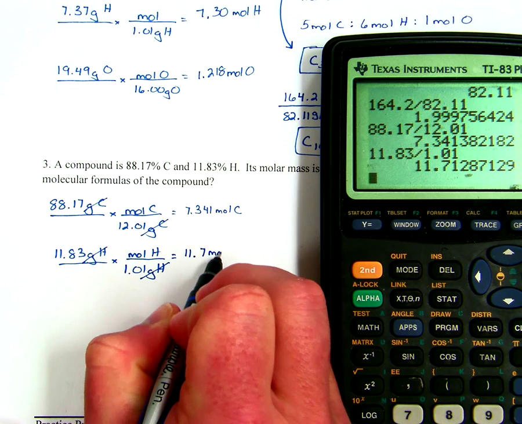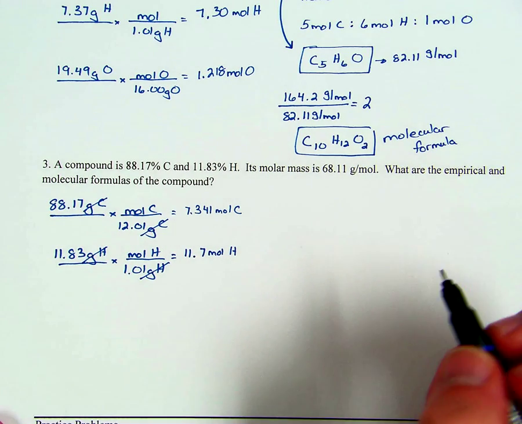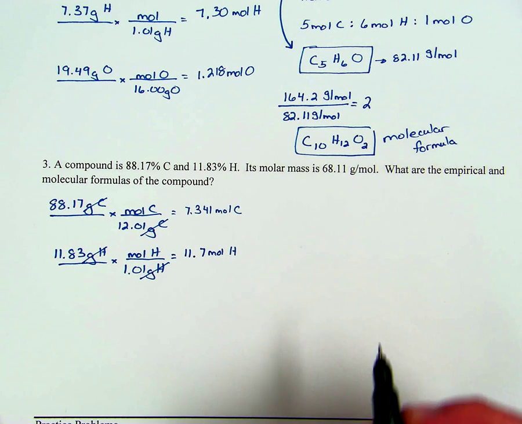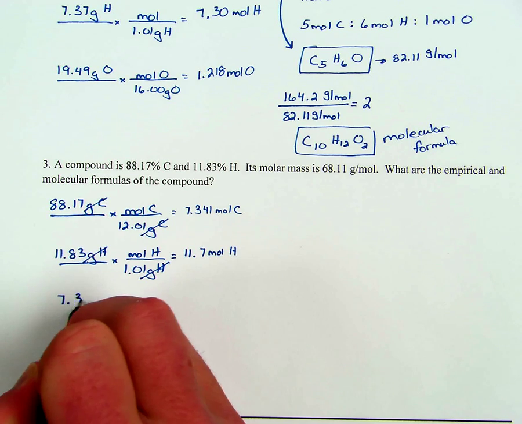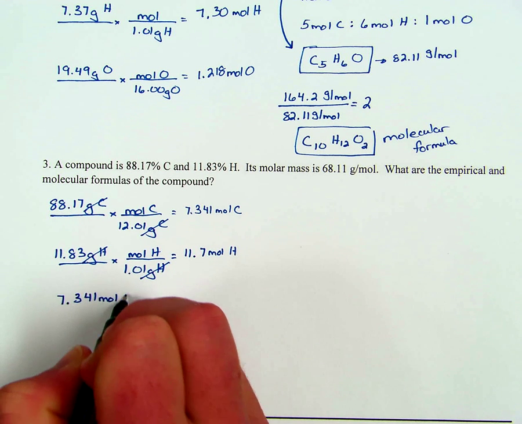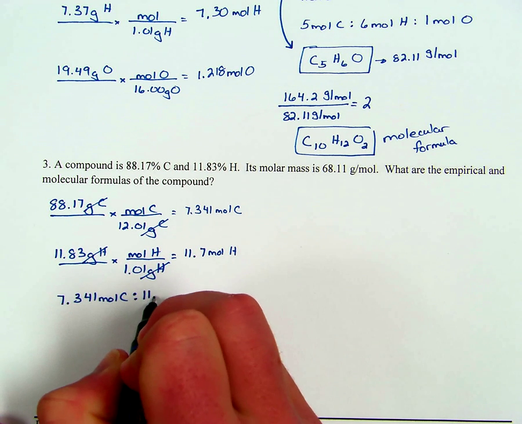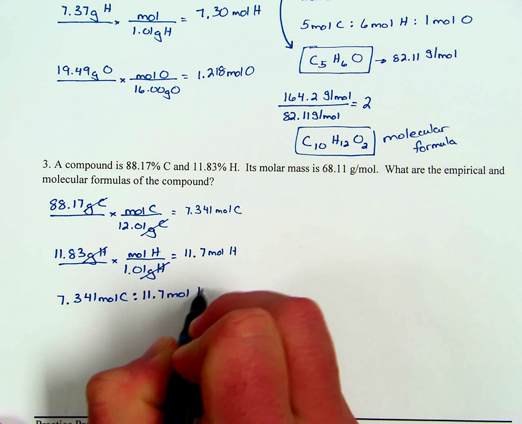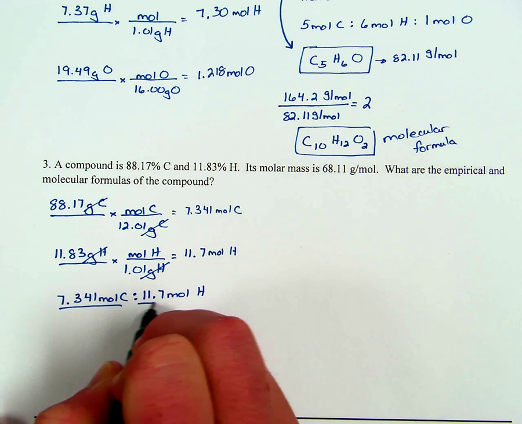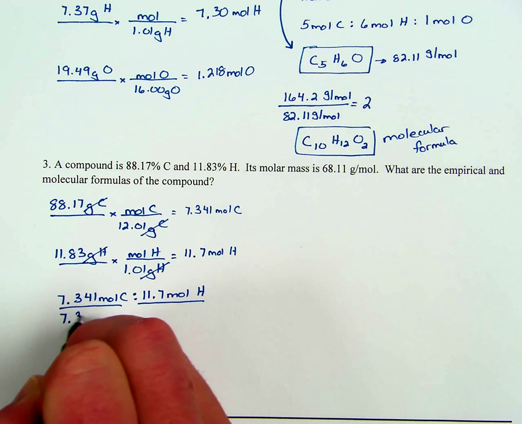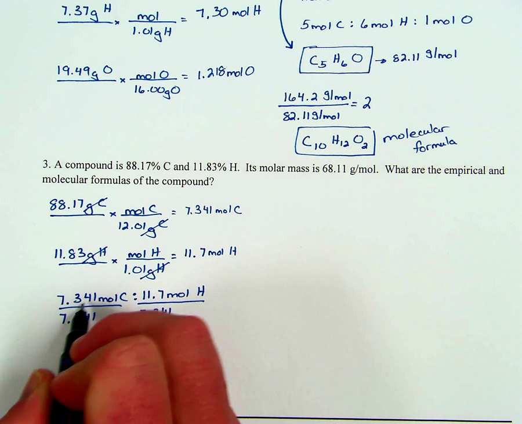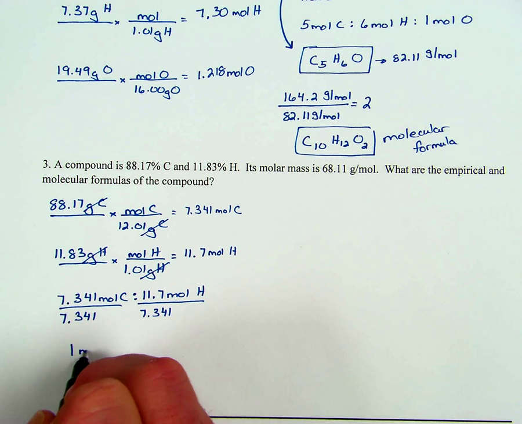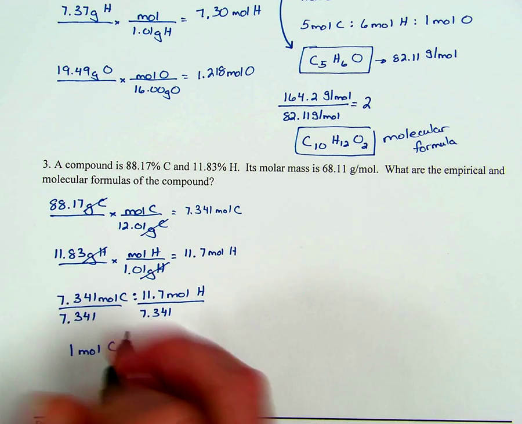Alright, so there's the first step, convert it to moles. Our second step, we need to come up with the ratio of the moles. So we'll just set up our ratio here. We have 7.341 moles of carbon to 11.7 moles of hydrogen. And I'm going to divide that ratio by the smallest number, so 7.341. So obviously anything divided by itself is going to be 1, so that's 1 mole of carbon. And then let's see what we get for the hydrogen. We have 11.7 divided by 7.341.